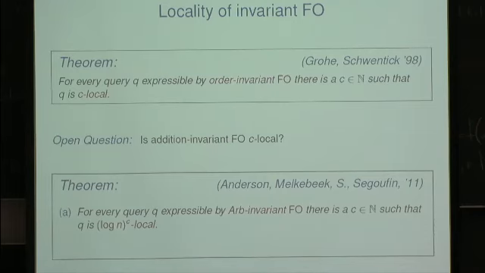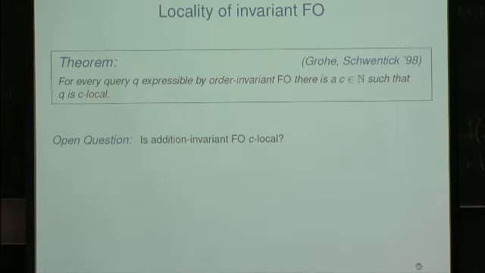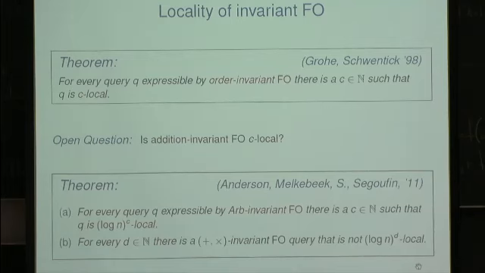And what we also know is that this locality radius is tight. So we know that for every fixed number d, we can define an invariant first-order formula that just uses addition and multiplication that is not (log n)^d local. But it is (log n)^c local for some number c that depends on the query.